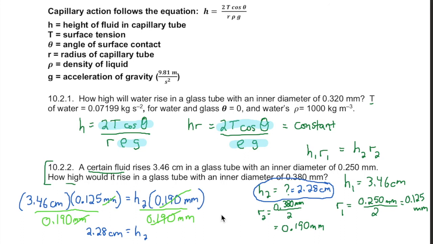And so if you are keeping the material of your tube and your fluid the same, and you have a beginning set of conditions and an ending set of conditions, then you can just use this H1R1 equals H2R2, which is a fairly simple equation to use.